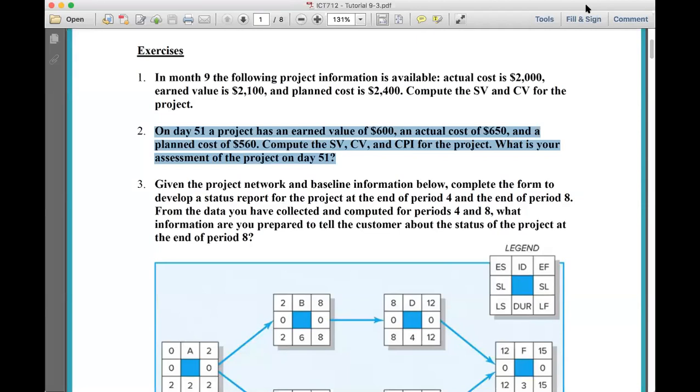And what's the CPI? 0.923, 0.93. So what does that mean? It's just on the... I don't know what it means when that's less than 1. Okay, what does that mean? Just think about it.